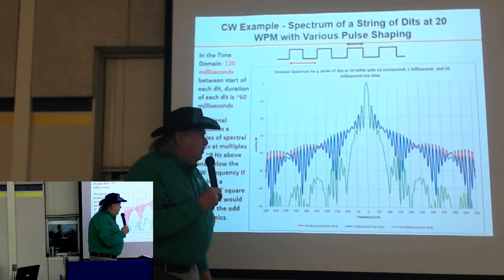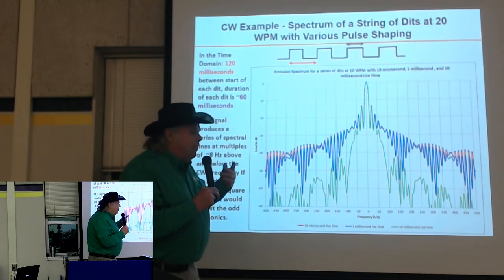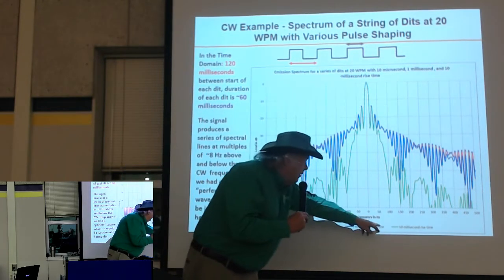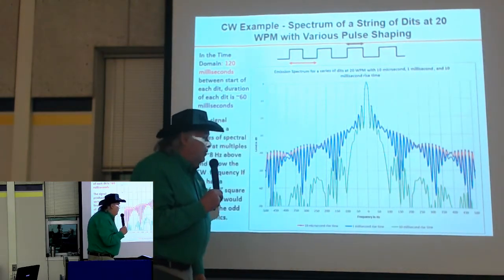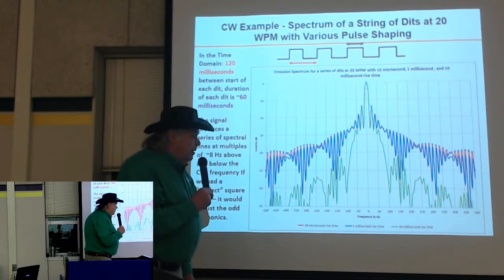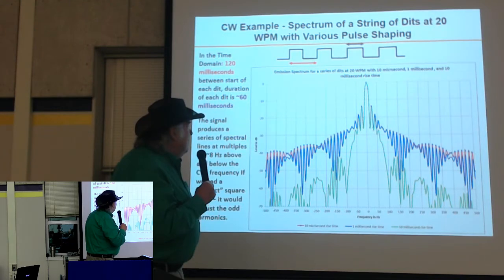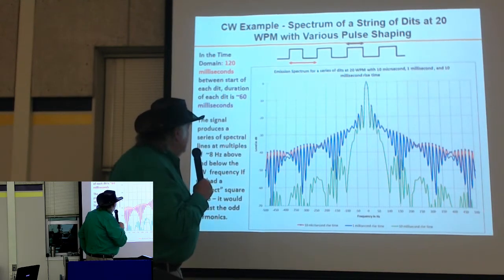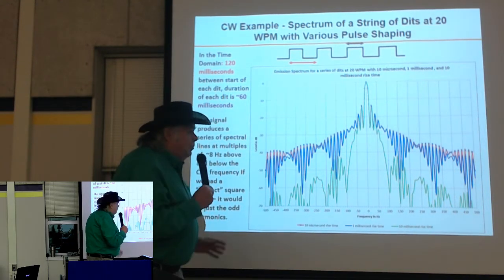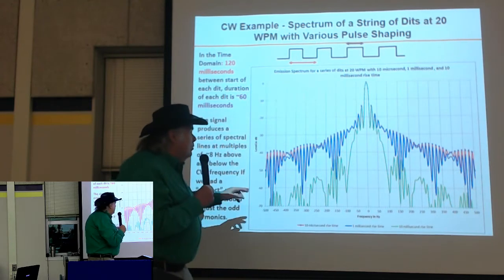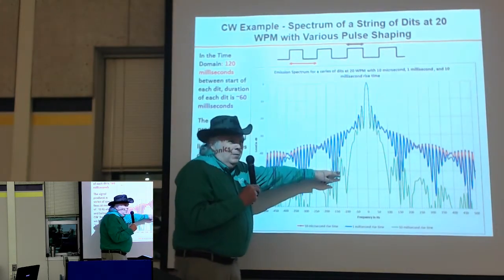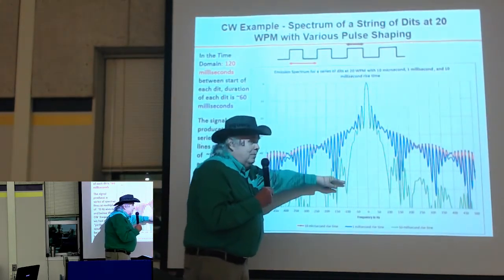And then I really rounded off the pulse by changing my rise and fall time to 10 milliseconds for my pulse that is running only 60 milliseconds. So I'm really rounding the pulse off. But look what's happened to my spectrum here. And see how much it's decreasing.